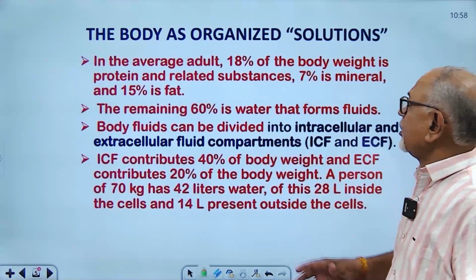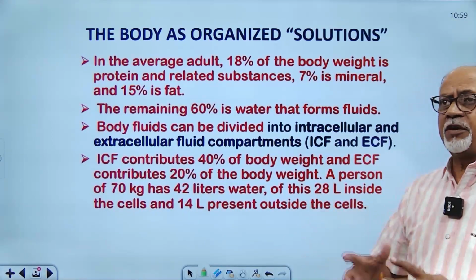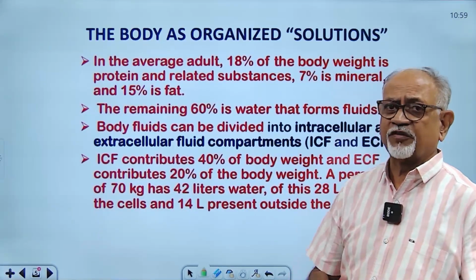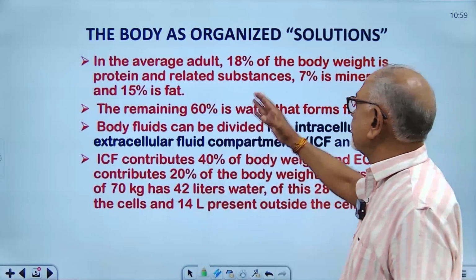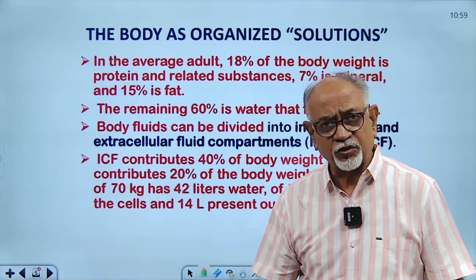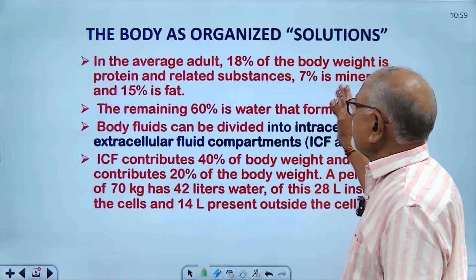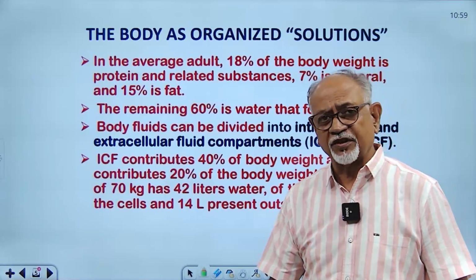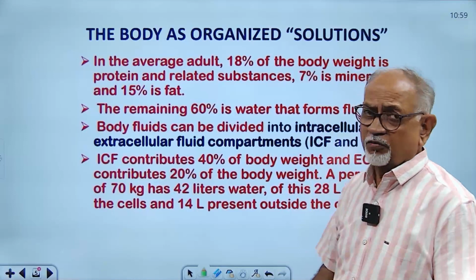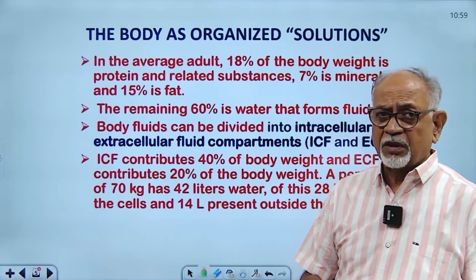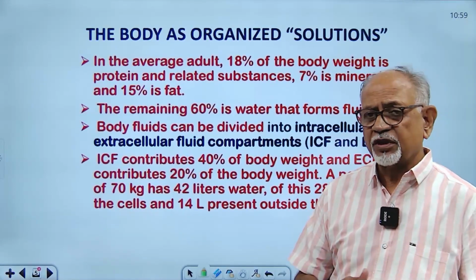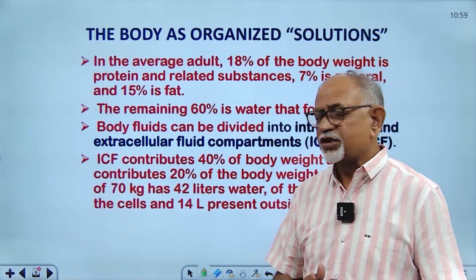In an average adult, 60% is the water content by weight and 40% other materials. Other materials include 80% of protein and protein derivatives, 7% minerals and 15% fat. The 60% of water forms fluid. That means various materials are present in that fluid in solution.